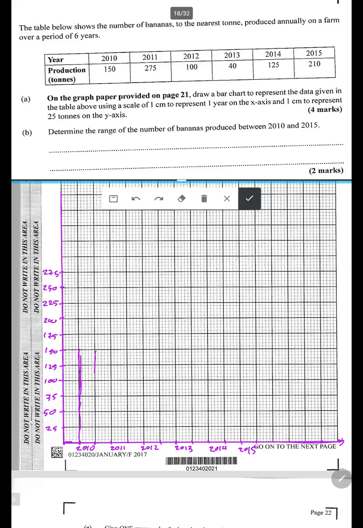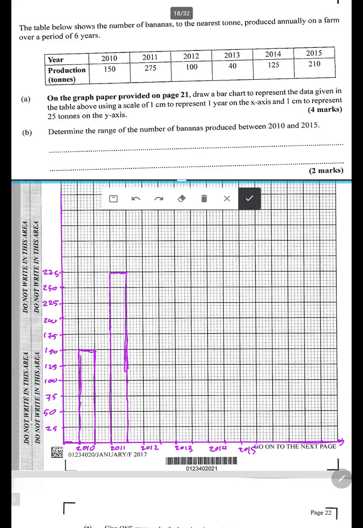Use your ruler and do it, and don't do it freehand like me. That's the first bar up to 150. The second bar must go up to 225, 275. So the second bar is going all the way up to 275. All the way down here. 275. Right, that's the second bar. Use your ruler and do it.